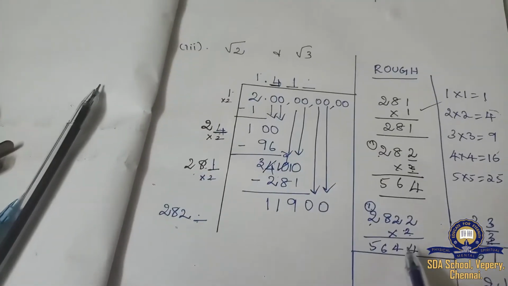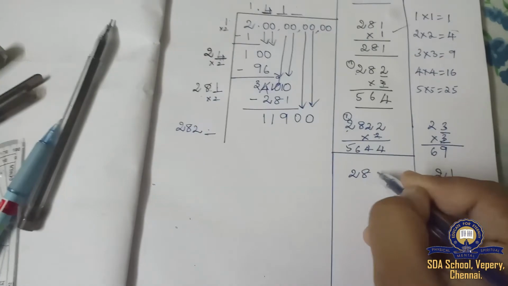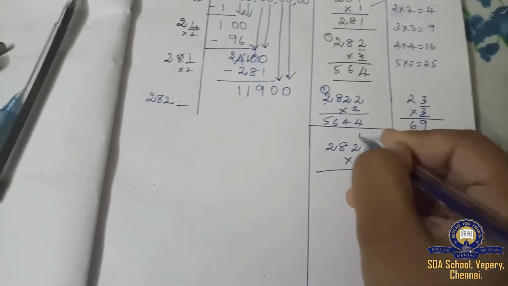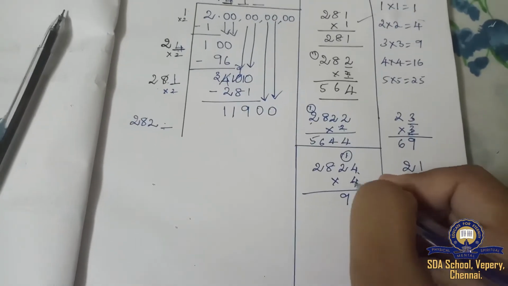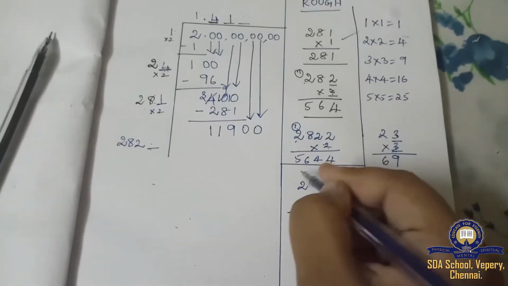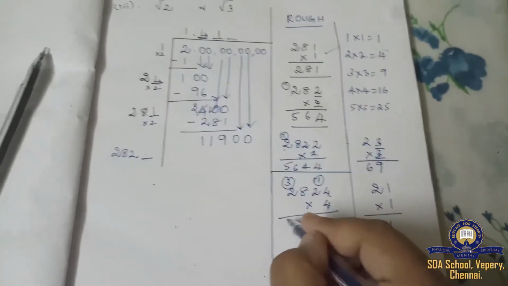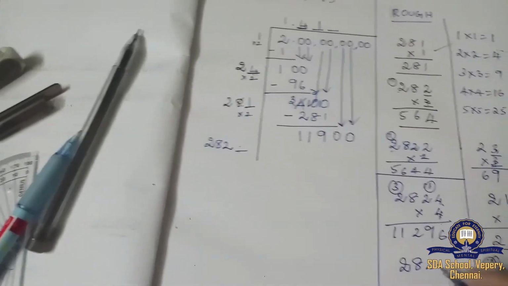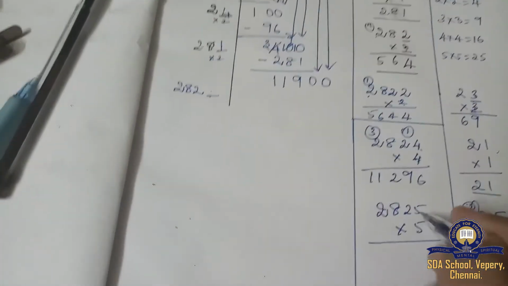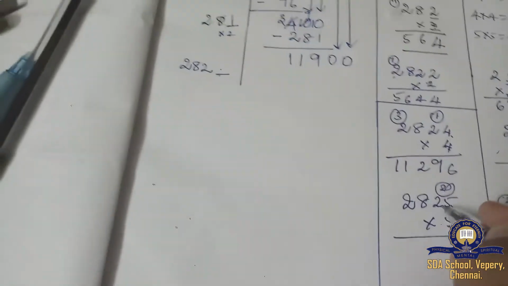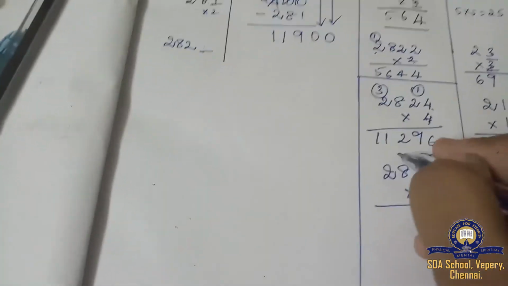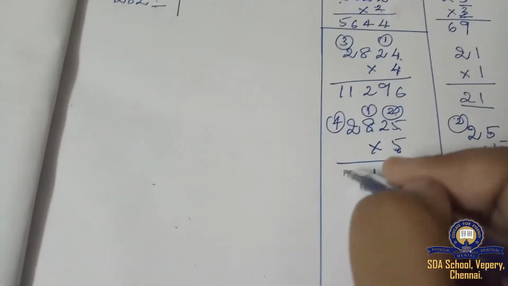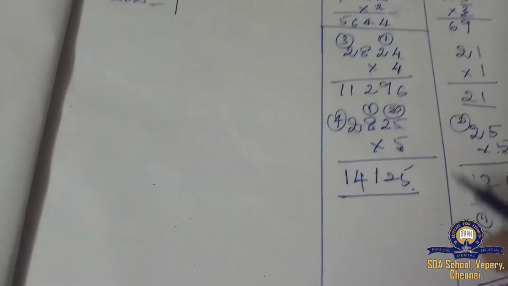Next, let us try 2824 into 4. 4 4s are 16, carry over 1, 4 2s are 8, 9, then 8 4s are 32, 2, carry over 3, 4 2s are 8. I'll get 11296. Next, 2825 into 5. Let us try. 5 5s are 25, carry over 2, 5 2s are 10, 12, 5 8s are 40, 41, 4, 5 2s are 10, 14. See, I have got 14,000. So I cannot use this.